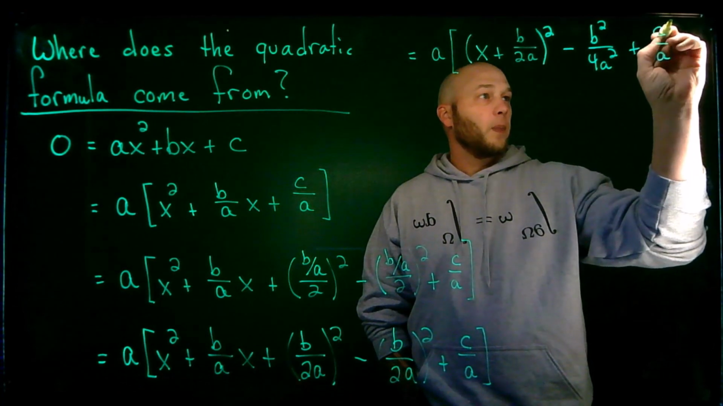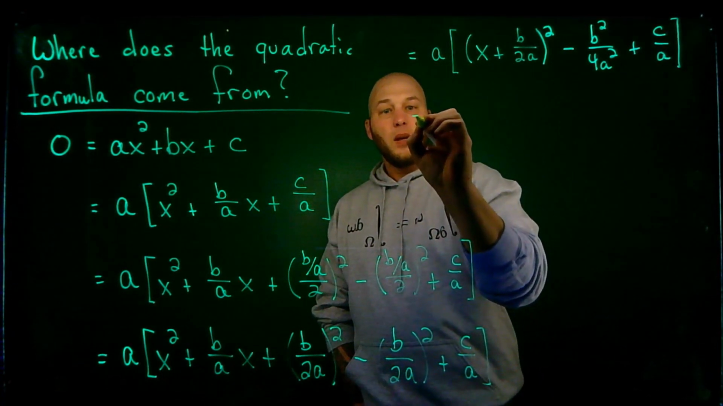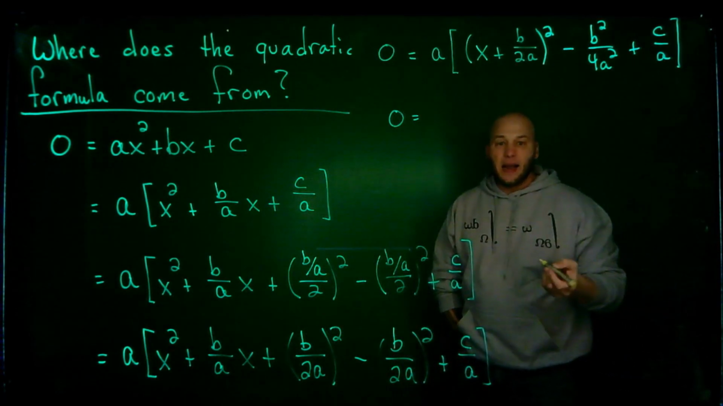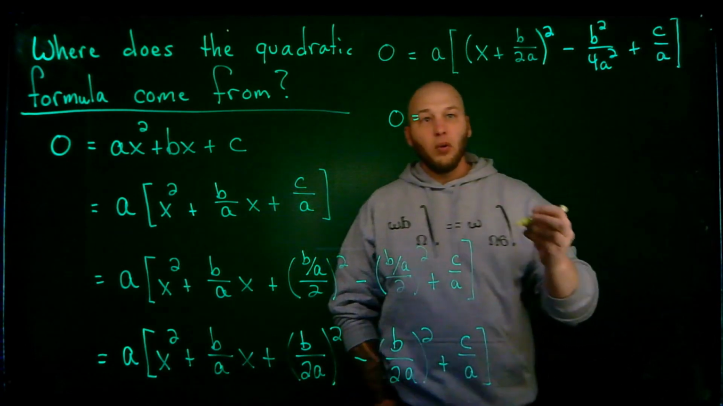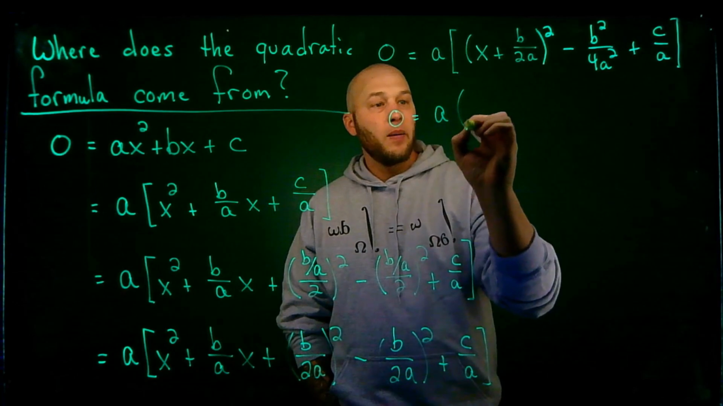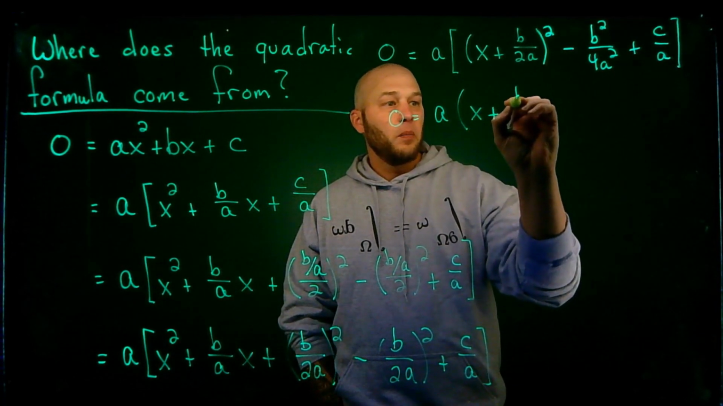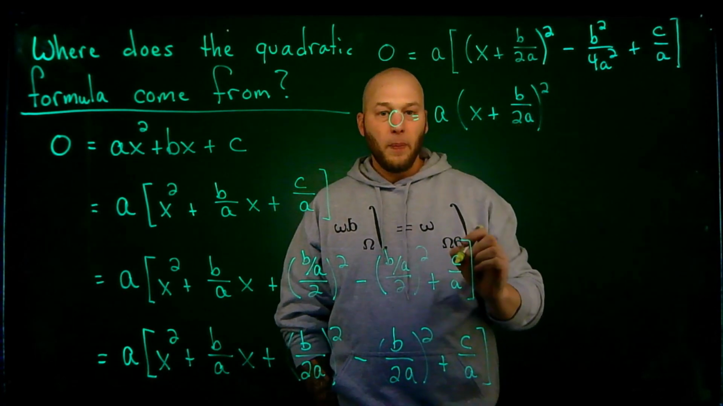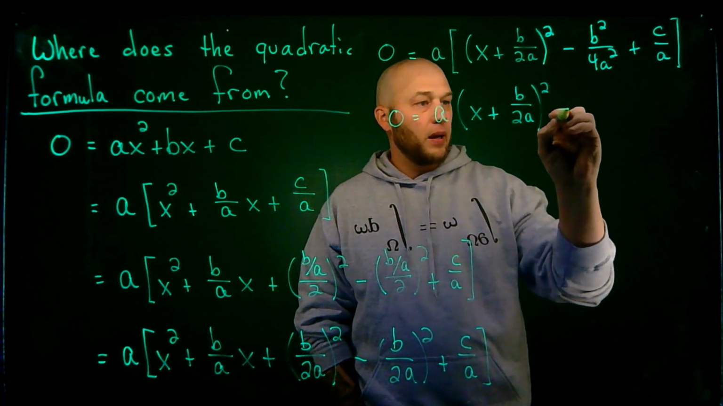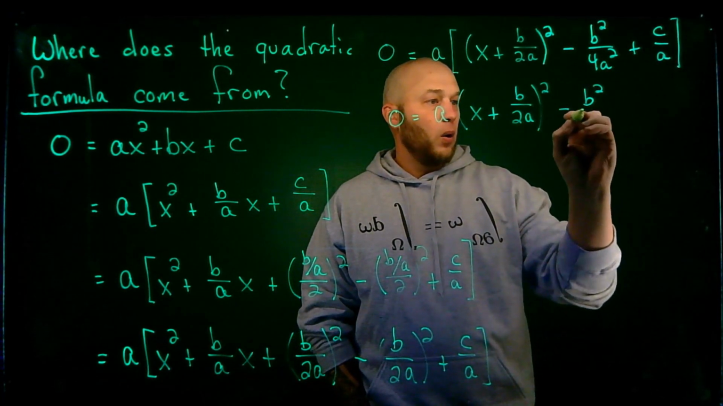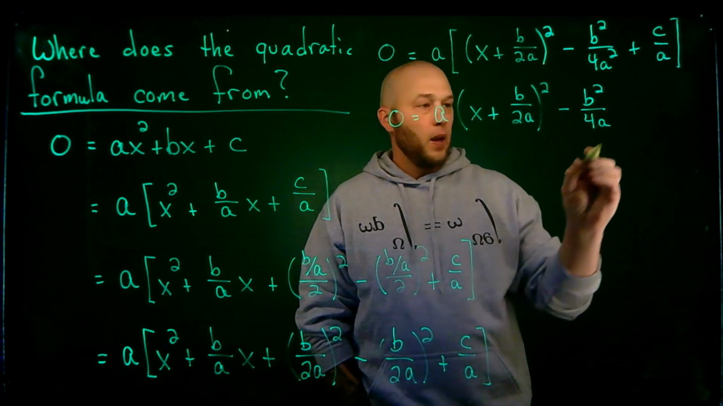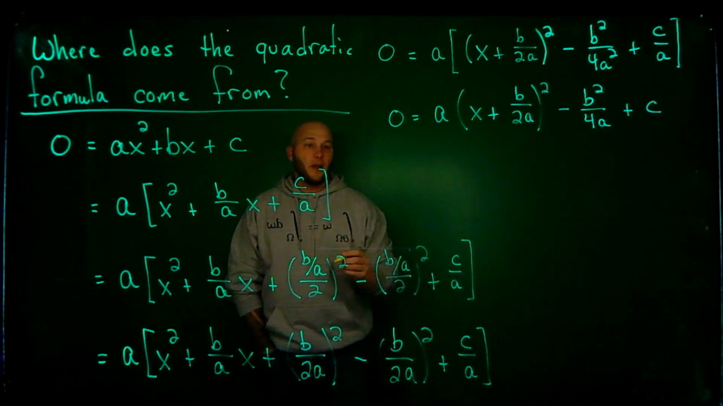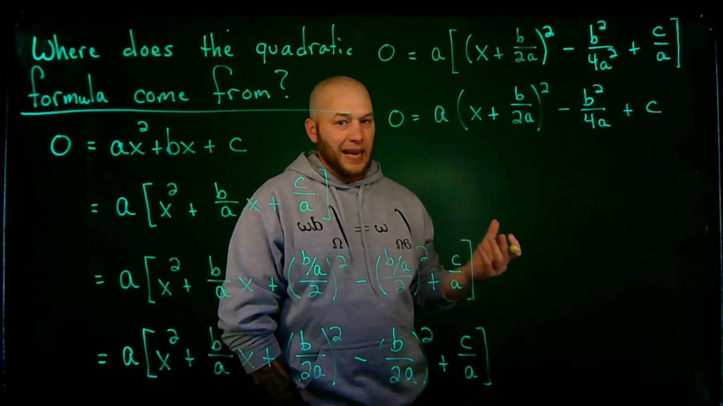over a. Okay. Now what I'm going to do is, again, this is equal to 0, right? Let's take that a that I had out front and distribute it through. That's going to give me a times (x plus b over 2a) squared. And then when I multiply this by a, I would get minus b squared over 4a, and then plus c. All right.